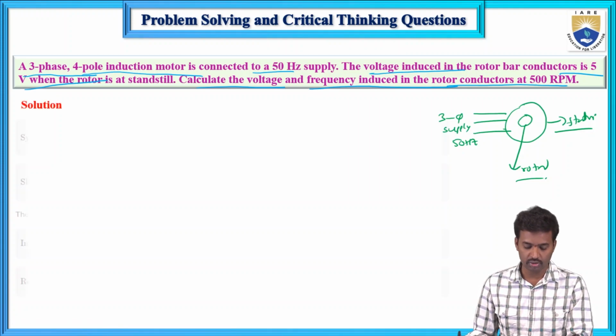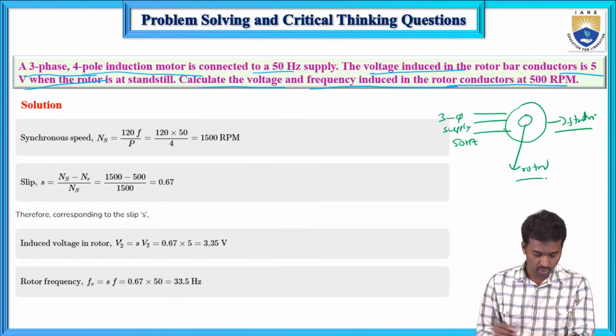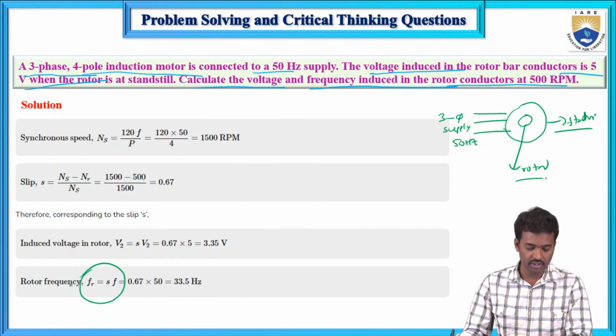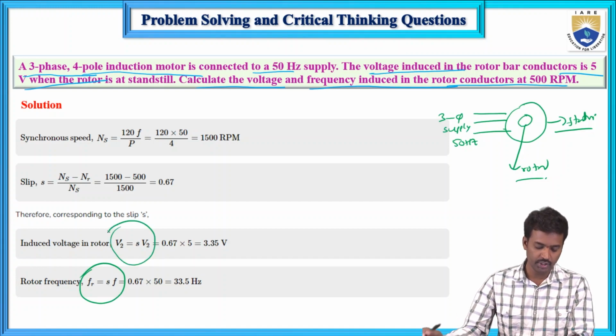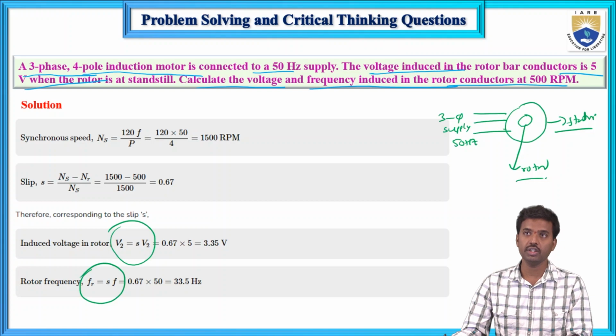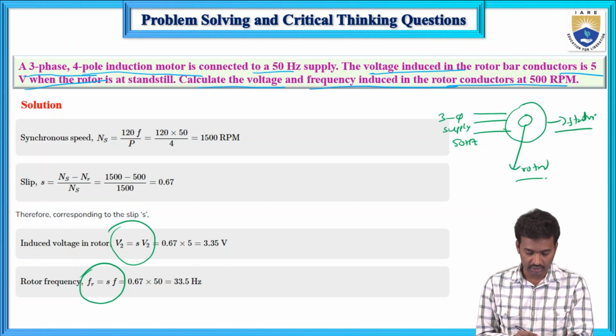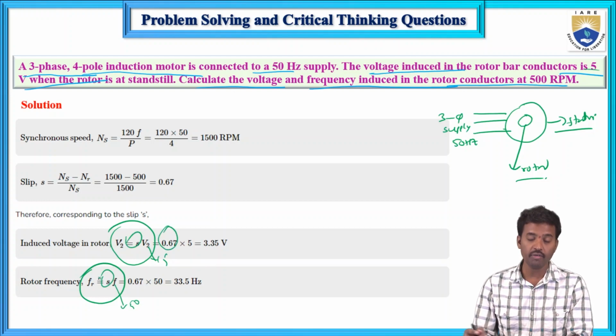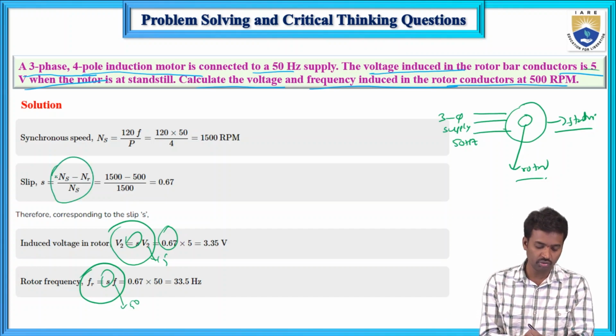So now if you see the solution first. Rotor frequency, we already discussed in the previous problem, and in this problem, the induced EMF. So the voltage induced in the rotor conductors is V2 dash equals S into V2. What is the V2 value here? Here F equals 50 and V2 equals 5. But here we need the slip value. How will we calculate the slip value? Using this formula. Here the running speed is 500 rpm, but what about the synchronous speed?